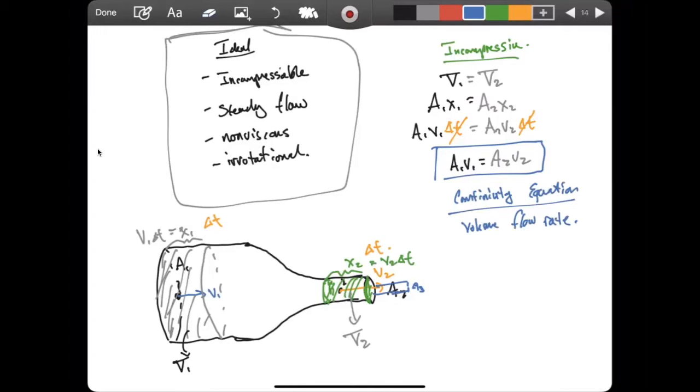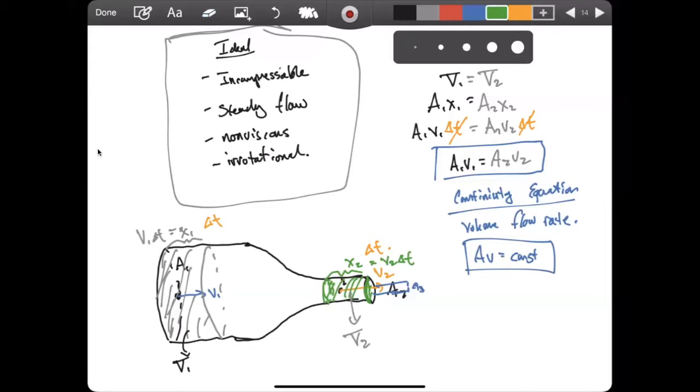So in this case, what we have then is that the area times the velocity must be equal to a constant at any point. So this is what the volume flow rate or the continuity equation simply says: the area times velocity must be equal to a constant. Now, going back to my original question, I can relate the velocity at 2 to the velocity at 1 by simply the ratio of the two areas.